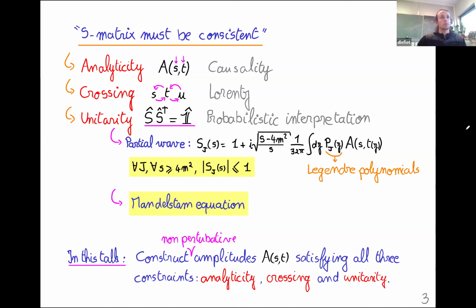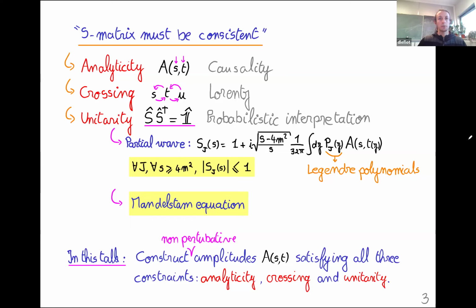There is another way to impose unitarity, which is to use the Mandelstam equation. In this case, you have a unique equation which enforces unitarity in infinitely many partial waves, since those two equations are almost equivalent. In this talk, I will focus on how to construct non-perturbative amplitudes, functions A(s,t) which satisfy all three constraints: analyticity, crossing, and unitarity.